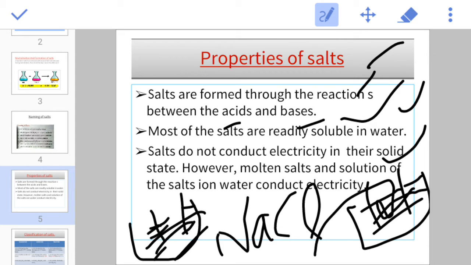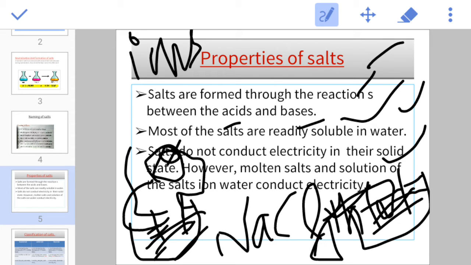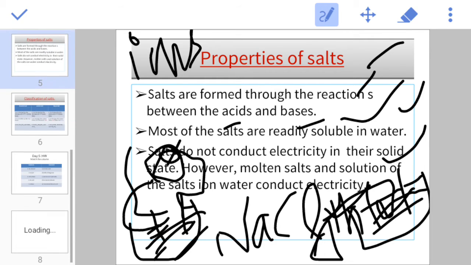Here we dip the graphite rods. Then the bulb will start glowing. The solution of salts in water conducts electricity. About this, a few lines: you will study this in our 8th class. How do solutions conduct electricity? It is due to the movement of ions. Movement of ions is responsible for the conductivity of salts. We will study this in our 8th class.